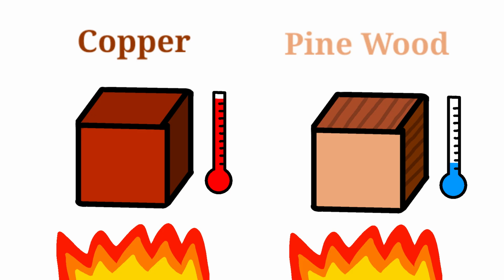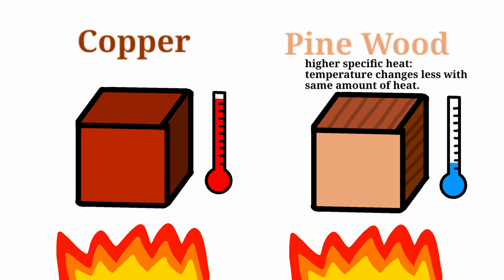Similarly, if you were to heat both the pine wood and the copper with the same amount of heat, the pine wood would end up at a lower temperature than the copper, because since the pine wood has a higher specific heat, its temperature changes less with the same amount of heat.